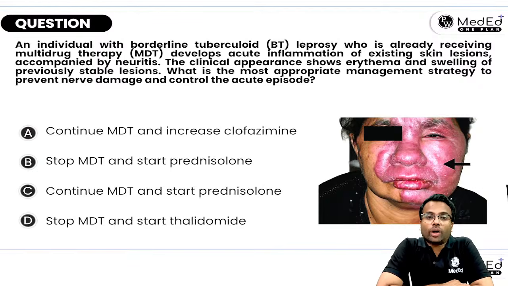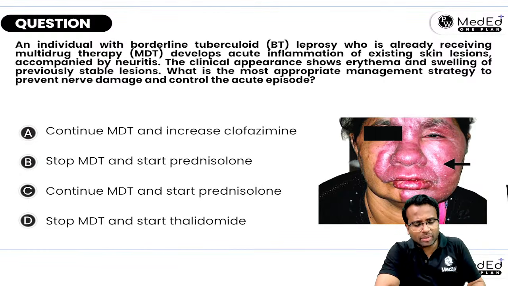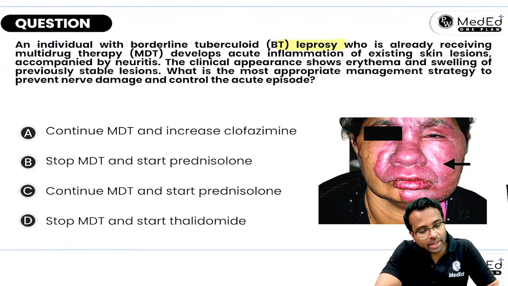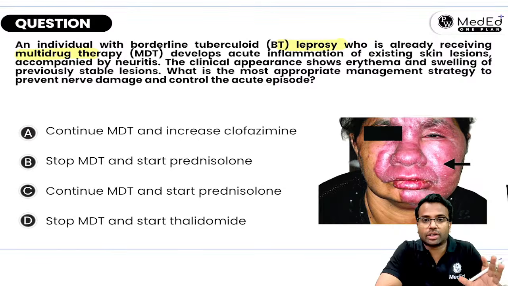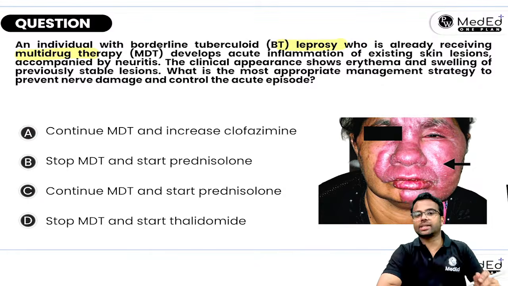An individual with borderline tuberculoid leprosy who is already receiving multi-drug therapy. So now we already know that the examiner is talking about leprosy here. The patient is taking treatment with MDT, develops an acute inflammation of existing skin lesions accompanied by neuritis. The clinical appearance shows erythema and swelling of the previously stable lesion. What is the most appropriate management strategy to prevent nerve damage and control the acute episode? What is the answer here?